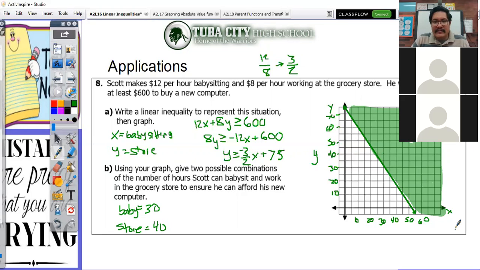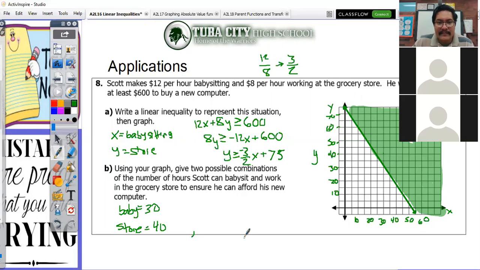And just to make sure, we could also plug it in. So $12 an hour babysitting, 12 times 30, and add that to 40 hours at the store, $8 an hour. So 40 times 8 would be $320. So if he worked this combination, he would get $680 if he worked this particular combination.